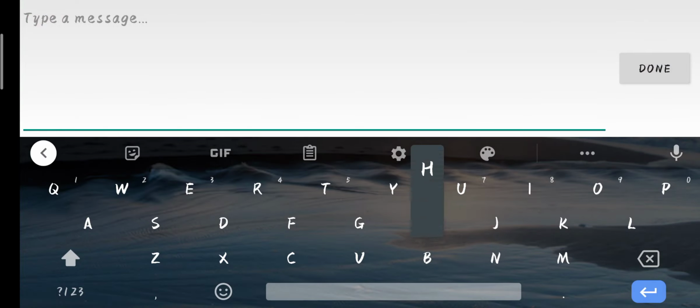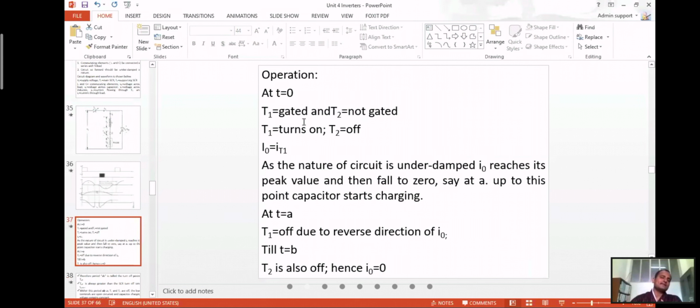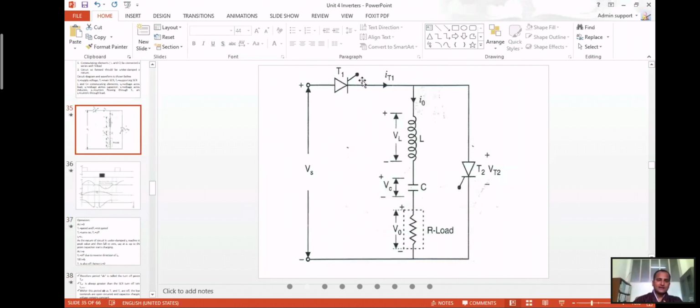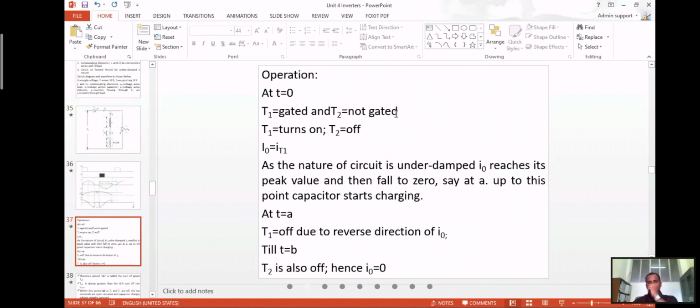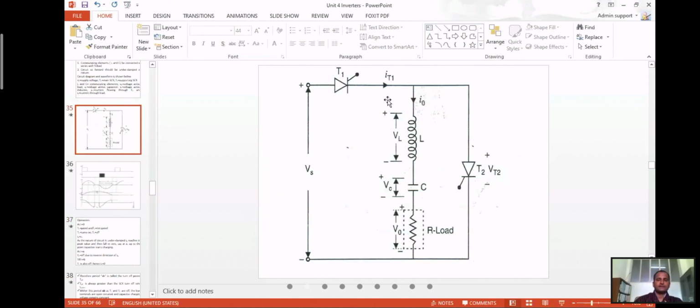And at this point, both the thyristor T1 and the auxiliary thyristor are off. Let's see here. At t equals 0, T1 is gated. It means that T1 is triggered. This T1 is gated, which means this thyristor is forward biased and starts conducting. And T2 is not gated, which means thyristor T2 is off. So T2 is off. The current I naught will be equal to IT1.